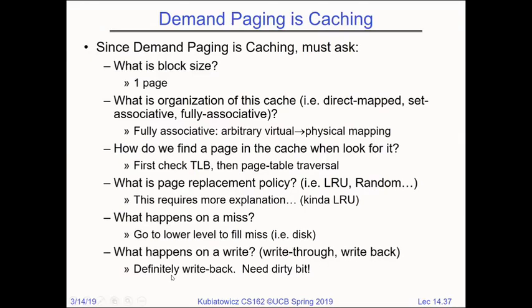What happens on a write? Do we do write through or write back? Write back. Definitely not write through, right? That would mean that every store is 1 million instructions worth of time.